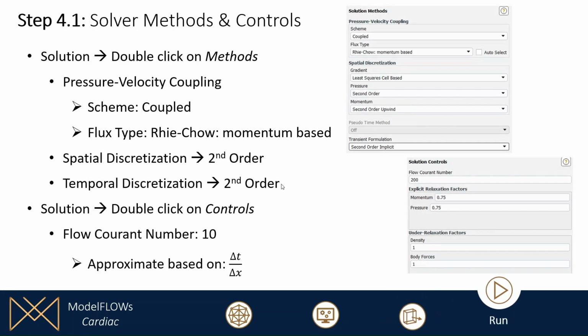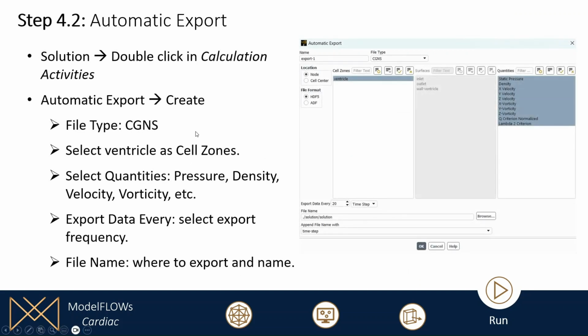And once we have finished preparing the moving wall, we will prepare the solver methods and controls, which are, in our case, the pressure velocity coupling will be coupled, and we will use a momentum-based RHO for flux type. Spatial and temporal discretization will be second order, and we can also check the controls by changing the Courant number. Then we will also prepare the automatic export, where we want to export the different variables of our flow, such as the pressure, the density, the velocity, or whatever.